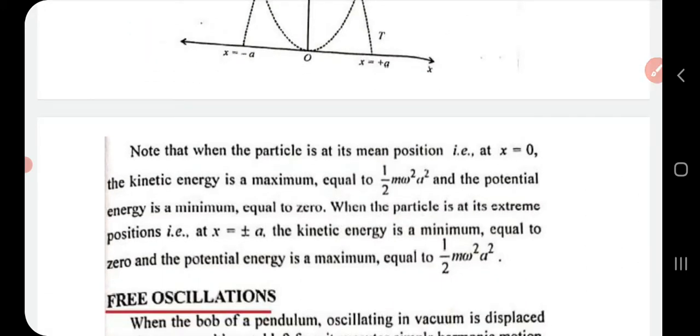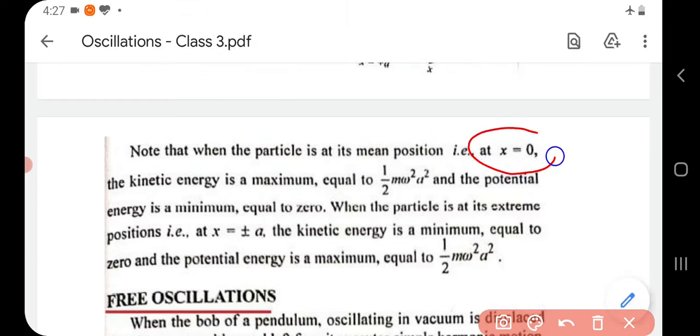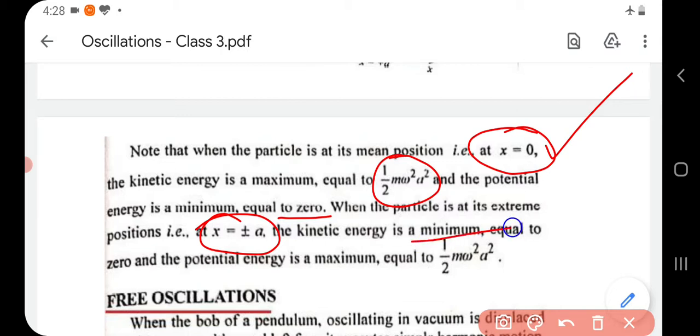When the particle is at the mean position, that is at equilibrium position, that is at x equal to 0, the particle's kinetic energy will be maximum, and that value will be this, whereas potential energy will be 0. That is the situation when the particle is at the equilibrium position, x equal to 0. Now when the particle is at the extreme position, that is at x equal to plus or minus a, then just the reverse happens, that is kinetic energy will be 0 and potential energy will be maximum with the value half m omega square a square.